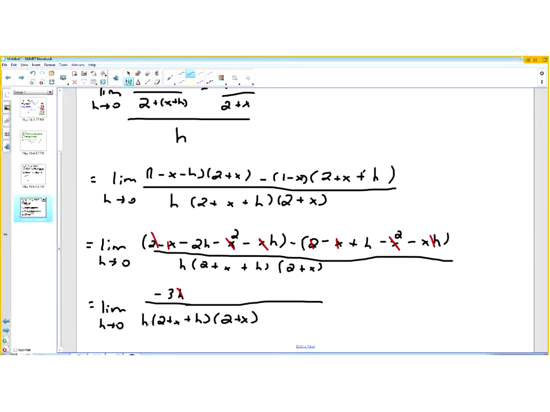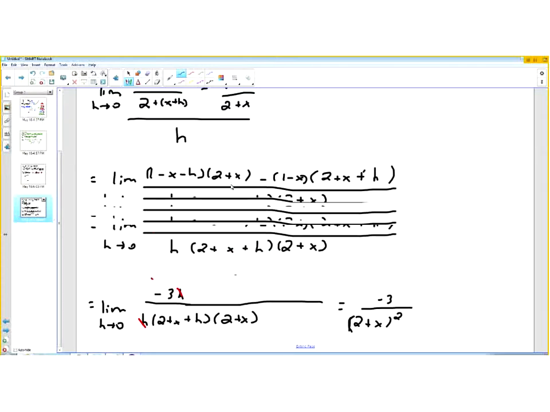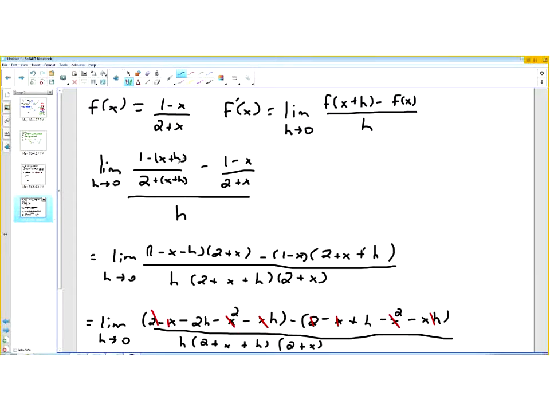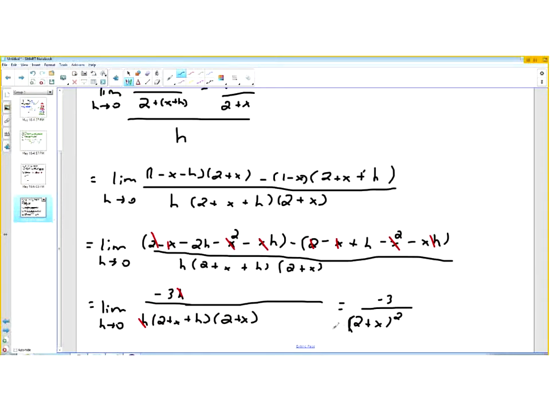And we can use direct substitution for this resulting rational function because 0 is now in the domain of the resulting rational function. And so we're left with negative 3 divided by (2 plus x) squared. So that would be the derivative. Now, on the class website, I do have a derivative calculator, and you can plug f of x into it and you should get this result. Give it a try if you can find it.